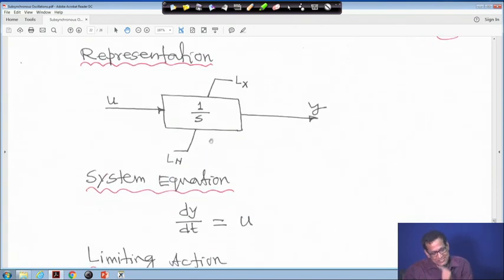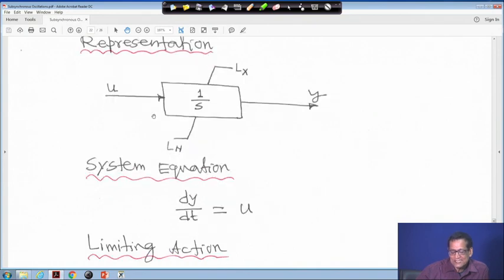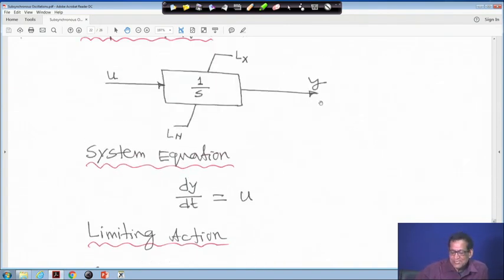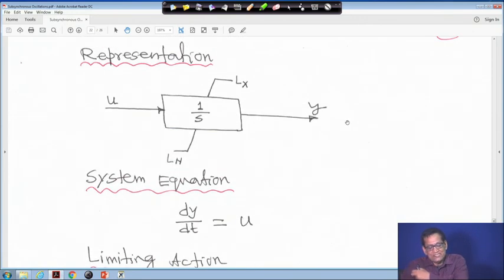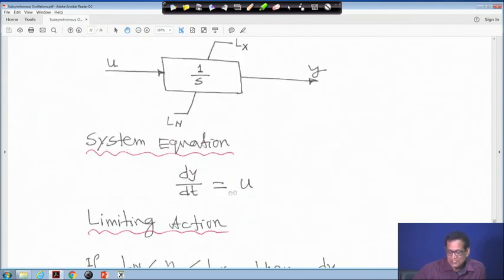In this case, the block diagram representation is like this. The input is u and the output is y, and we put the limiter like this, with Lx and Ln. The equation is dy by dt equal to u, same as before, but here there is no V; it is dy by dt equal to u, with Lx and Ln. Now, limiting action: if y lies between Ln and Lx, then dy by dt is equal to u. This is the constraint, and then it is okay.